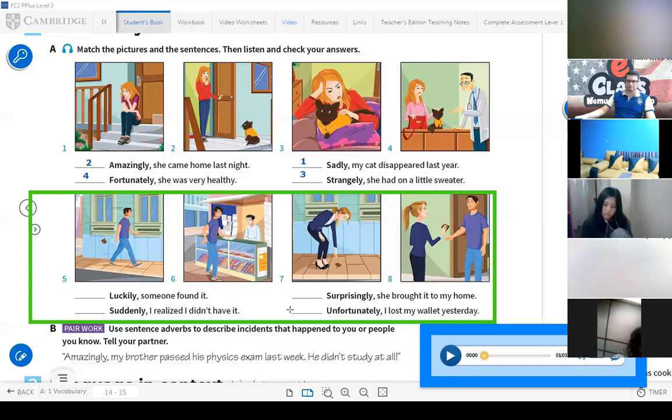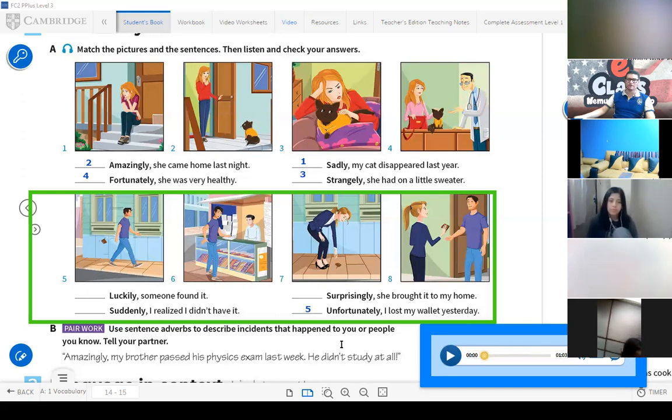Unfortunately, I lost my wallet yesterday. Oh, great. Very good, Crispin. That's the answer, no? I'm going to write here, number 5, no? If we have to order. This is the next story, no?